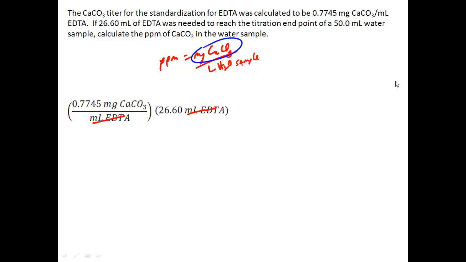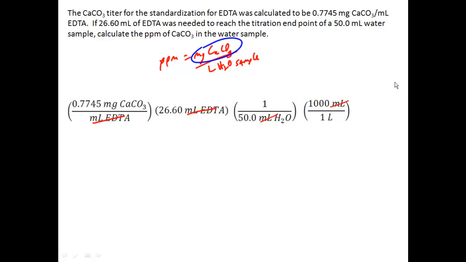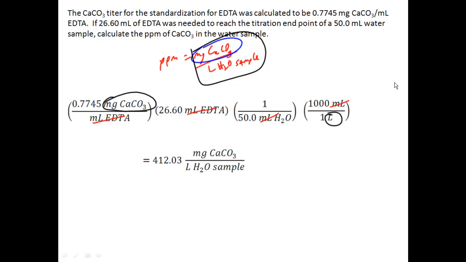Well, it gave it to me, I got 50 milliliters of water. It's not milligrams per milliliter, it's milligrams per liter. So the next step is I'm going to have to change my milliliters to liters. And my milliliters cancel. So now I have milligrams of calcium carbonate per liter of water, which is what I want. Okay, multiply this out. I get 412.03 milligrams of calcium carbonate per liter of water.